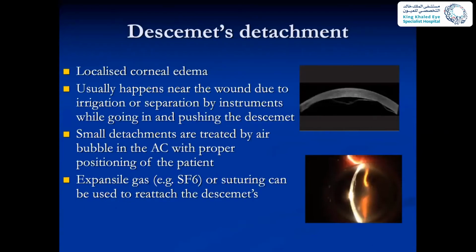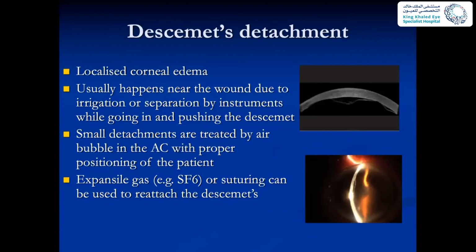Right. What about Descemet detachment? Descemet detachment can cause localized corneal edema that can be noticed during the surgery and usually happens near the wound, during irrigation or separation by instrument while going in and pushing the Descemet. To insert the instrument into the eye, I usually tell that the tip of the instrument should go a little bit vertical until you pass the Descemet, then you can go horizontal. First of all, vertical to pass the Descemet, then go horizontal.